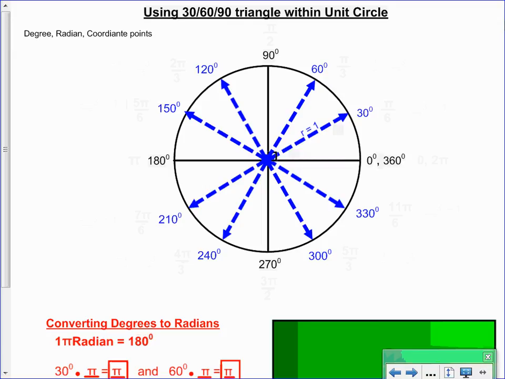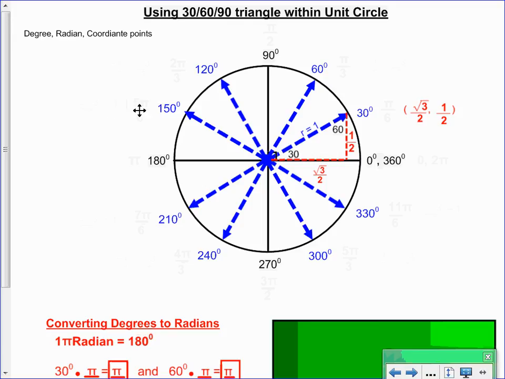Okay, let's start with coordinates. In a 30 degree angle, if you'll recall, the x coordinate was √3 over 2, and the y coordinate was a half. So, of course, that would be your x coordinate. Now, imagine all the other places where the x is √3 over 2 and the y is 1/2. What other degree would have the same value as 30?